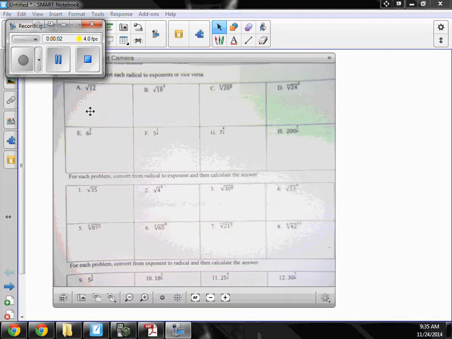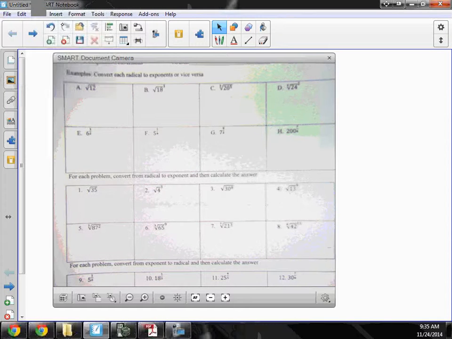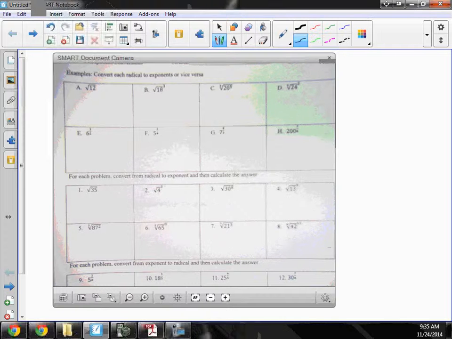This worksheet's pretty simple. All we're going to be doing is converting from radical expressions to expressions with rational exponents. Then you're just going to plug them in your calculator and solve. So what we have here on A is the square root of 12 to the first. But if the root is a 2, we don't write it, and if the exponent is a 1, we don't write it.